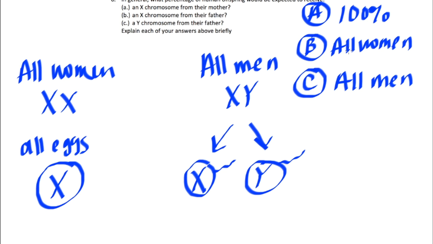The father's the one who determines the gender here. So you want to write something like, all females will receive an X chromosome from their father, and all males will receive a Y chromosome from their father. And that's it. That's question number 6, short and sweet.